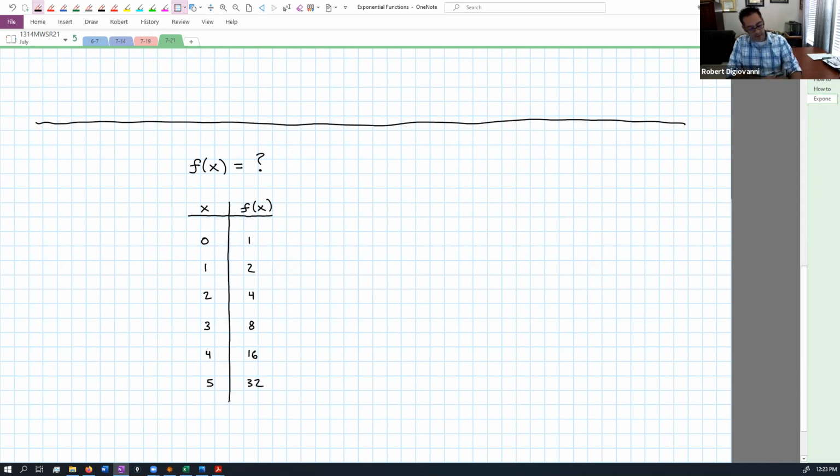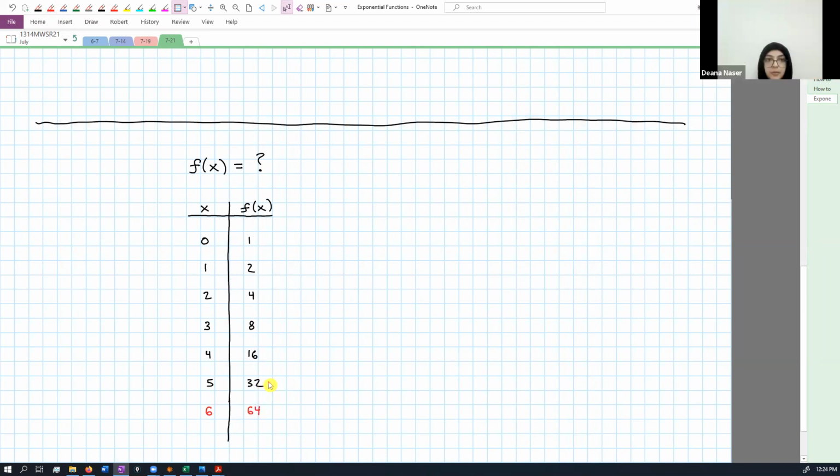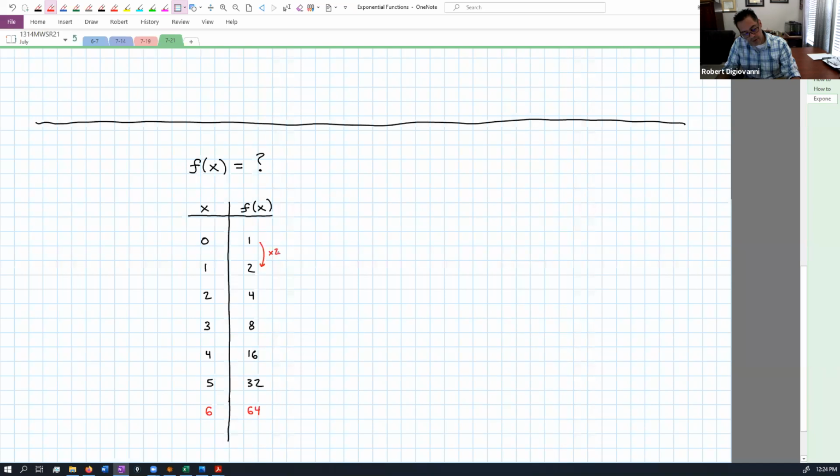So can somebody tell me if they see a pattern in what is happening here? Maybe if someone can tell me what we would get if we plug in 6? Does anyone see the pattern? 64. So what pattern do you see here? You multiply each number by 2. It looks like we're doubling each time, right? Do y'all see that? Every time you jump, you're multiplying by 2.